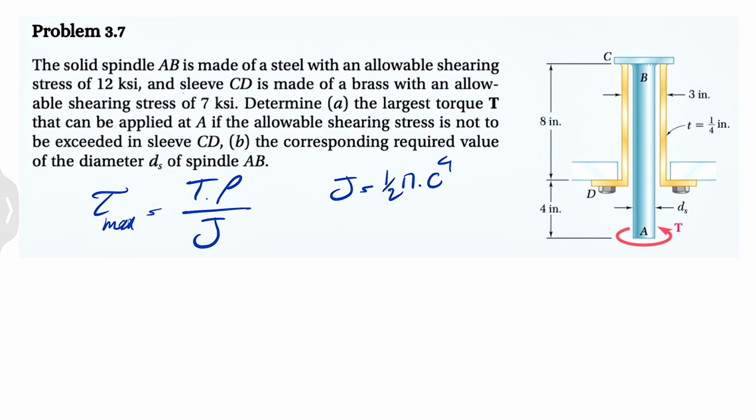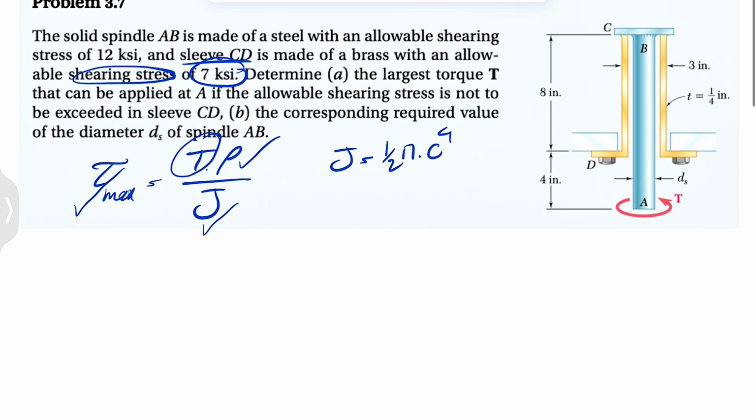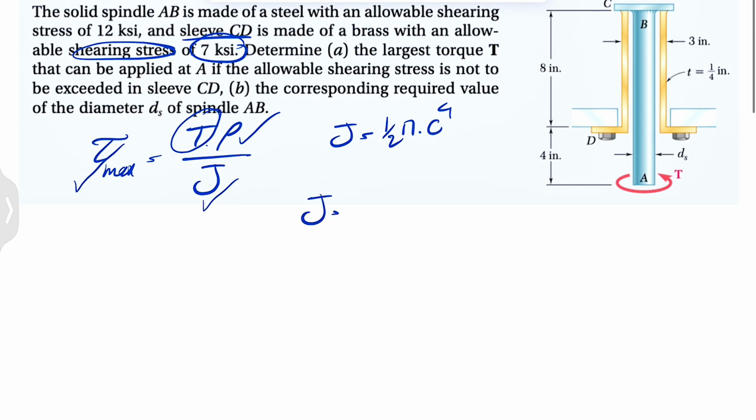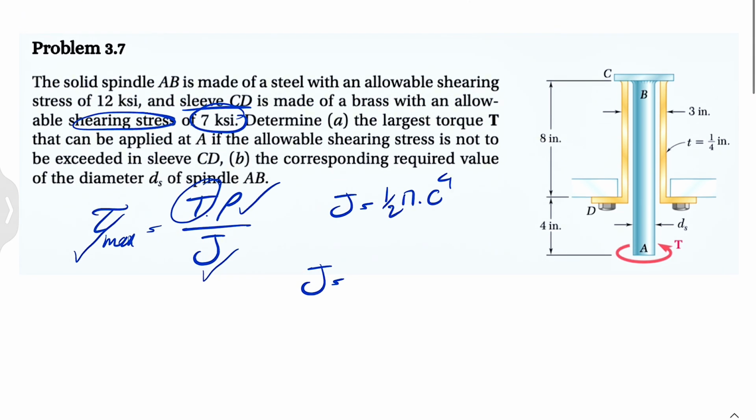And in the case of hollow cylinders, which is the sleeve that we have here, we have to subtract the inner radius term. So the information that we have so far is, if we go with the sleeve, we know that the sleeve CD has the maximum shearing stress. So we have this for the sleeve. We can find the moment of inertia, we have the radius, and we should be able to find the torque from this formula. For finding the moment of inertia, we have 1/2 of pi times the outer radius, and now we have to figure out the outer and inner radius.